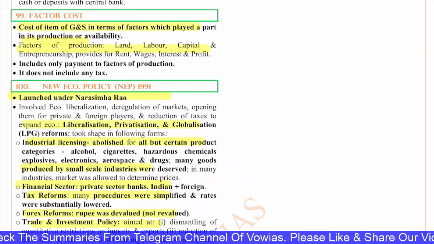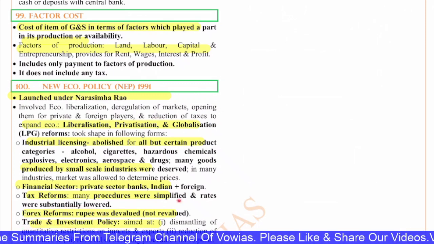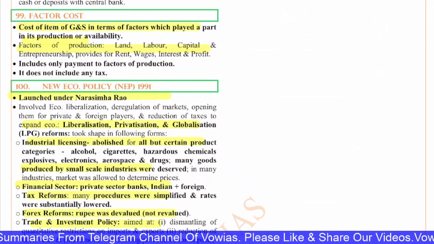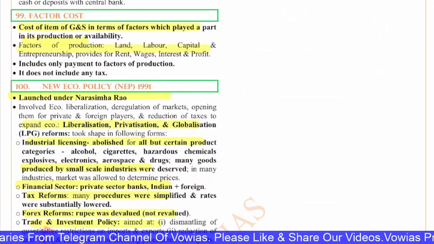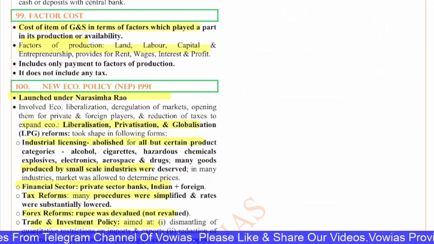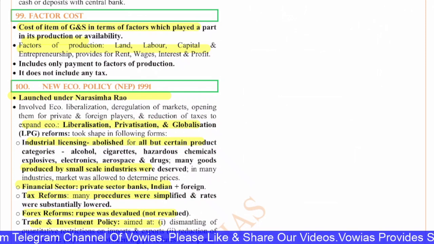And next is the trade and investment policy. This trade and investment policy is basically aimed at dismantling of the quantitative restrictions on import and export, reduction of tariff rates, and removal of licensing procedures for imports. They come under this. So this is about the new economic policy.